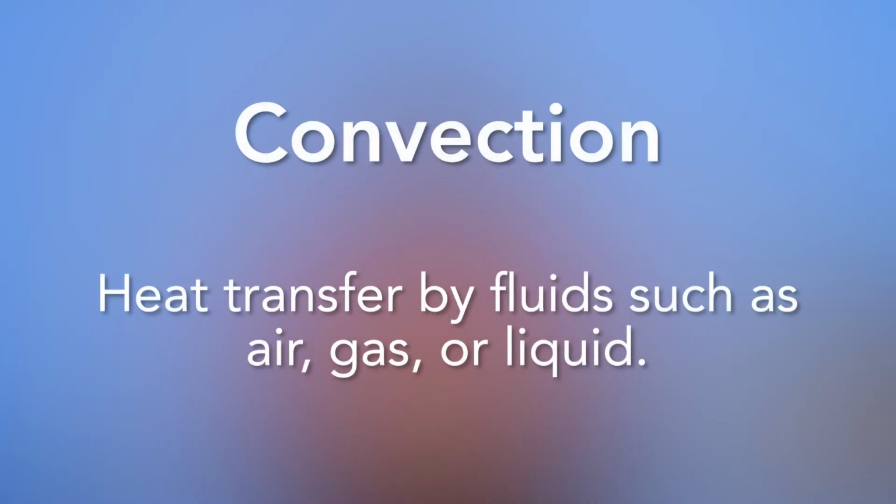Today, we are going to focus on convection. Convection is heat transfer, which means to move from one place to another by fluids such as air, gas, or liquid. An example would be cooling yourself off with a fan or the steam from a hot bowl of noodles. With convection, the air moves in a circular motion. Cool air sinks and warm air rises. Can you think of other examples of convection that you may have experienced at home or school? Take some time to discuss with your class now.